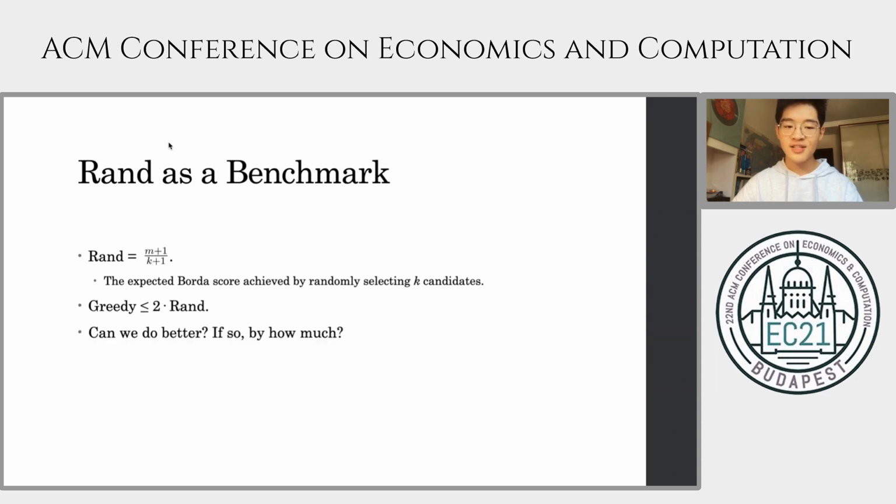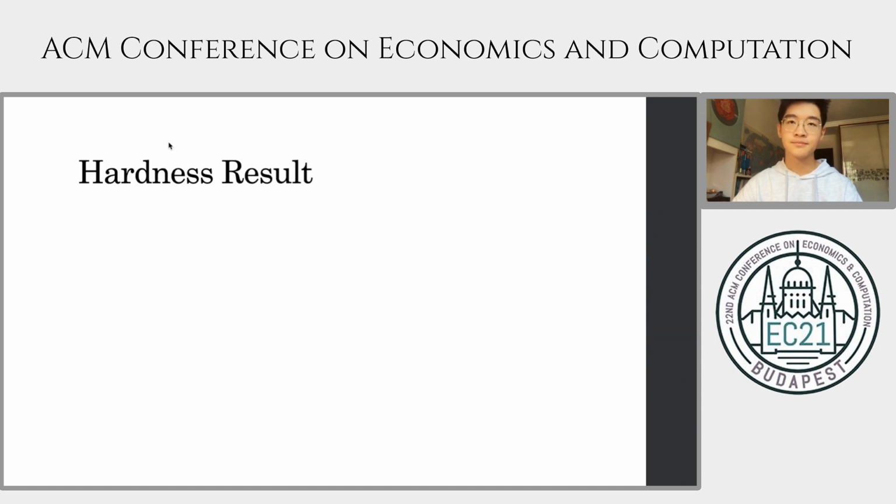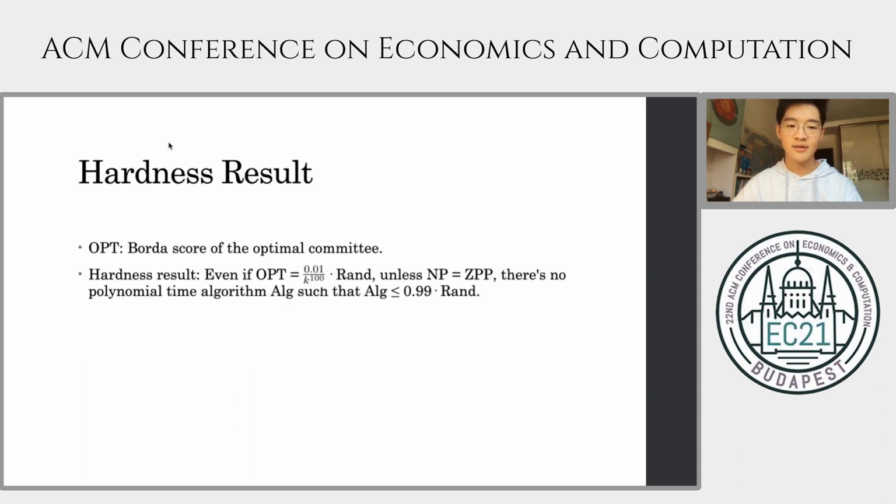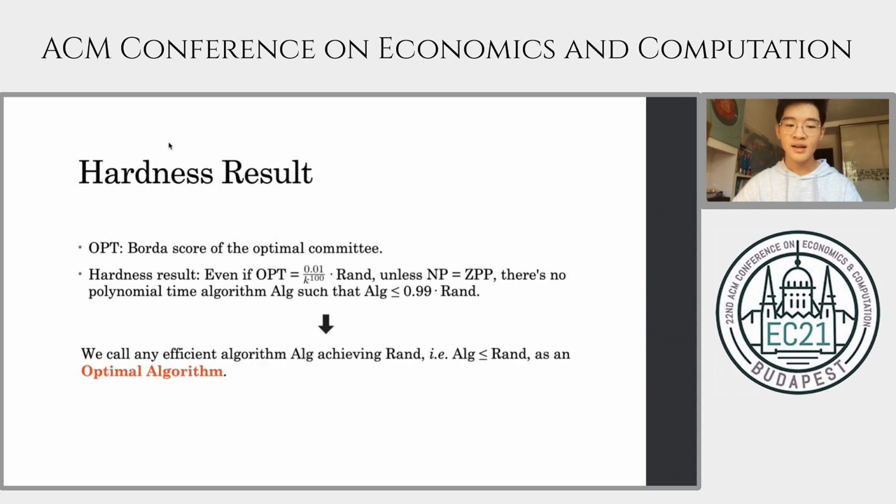So now a natural question is, can we do better than this benchmark? And if so, by how much? Our further analysis will show that we actually cannot do much better. We will show this with a hardness result. We use OBT to denote the s-Borda score of the optimal committee, and the hardness result goes as follows. Even if OBT is small, the best achievable upper bound of any polynomial time algorithm is still rand. Therefore, we call any efficient algorithm achieving rand an optimal algorithm.